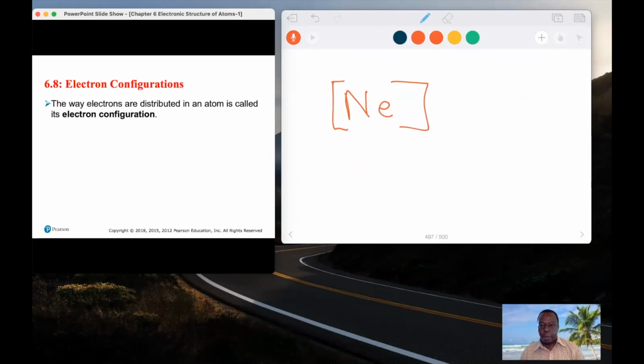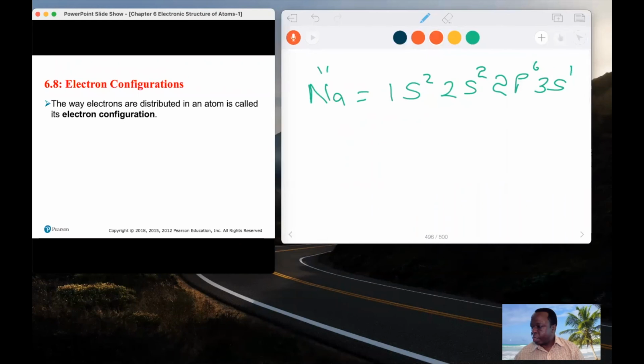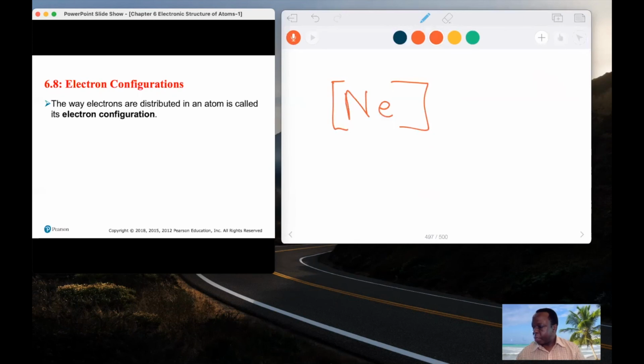Look at the noble gas and put it in parentheses and understand how many electrons that noble gas represents. This will take care of the first 10 electrons. These are the 10 electrons, and they are represented by neon. This is the shorthand. So in that method, we'll have this for sodium: 3s1. This is the shorthand method for writing electron configuration.